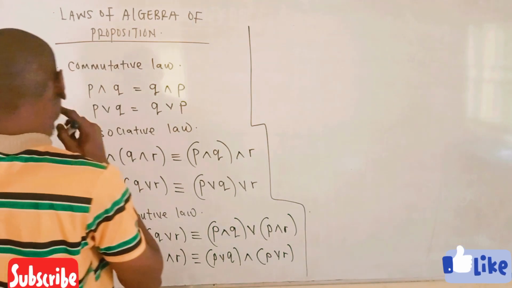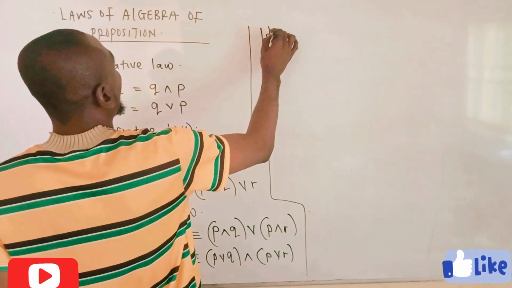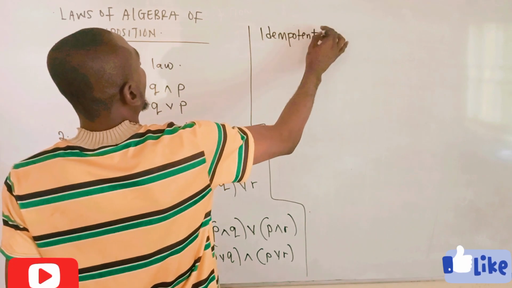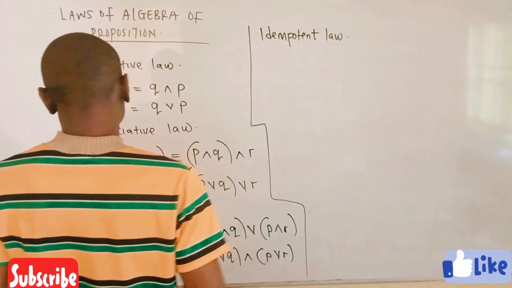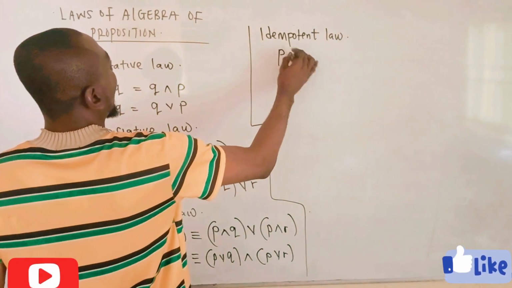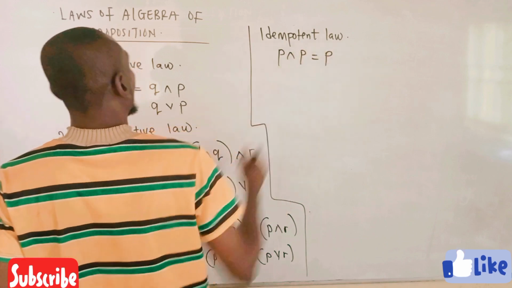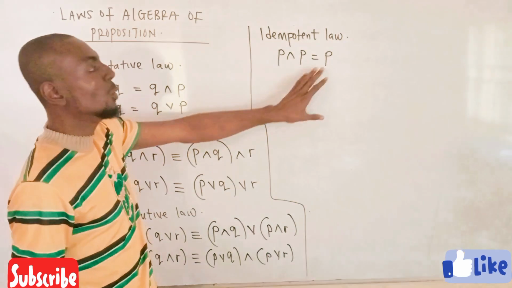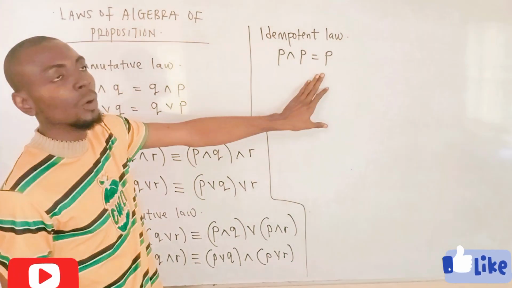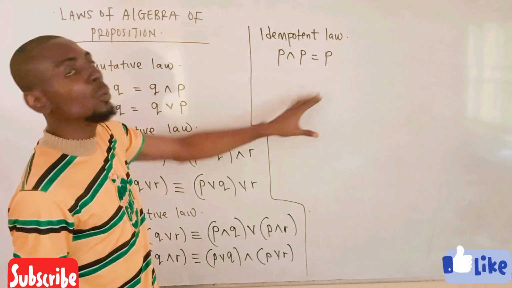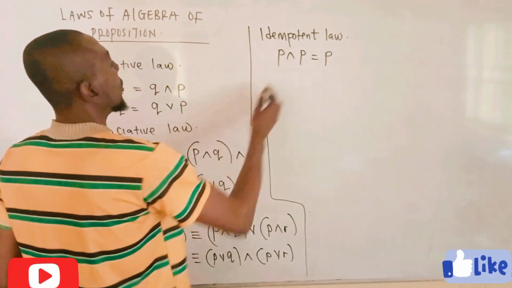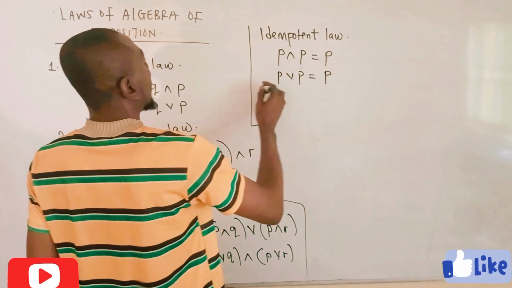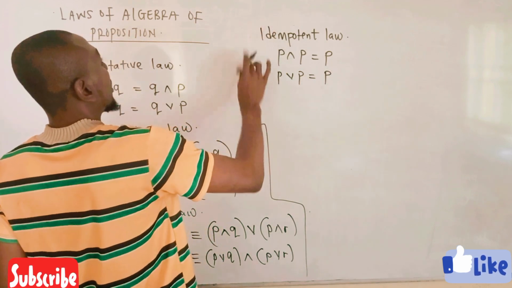The next law is idempotent law. Idempotent law says P and P is equal to P. That's truth and truth, definitely will give you truth, which is the same thing as P. False and false definitely will give you false. So we have P or P is also equal to P. That's idempotent law. Actually, that's law number 4.